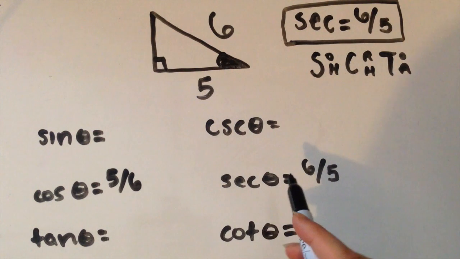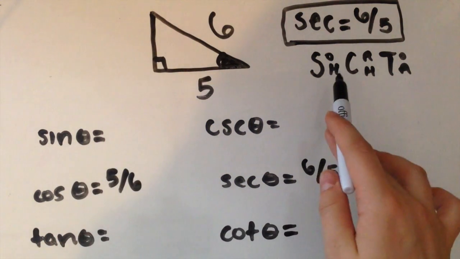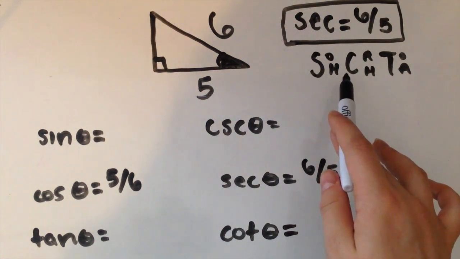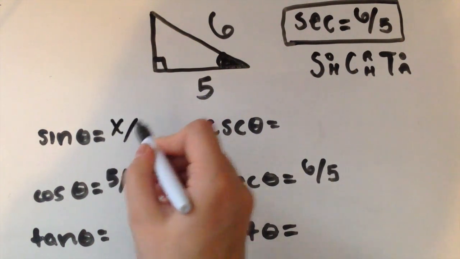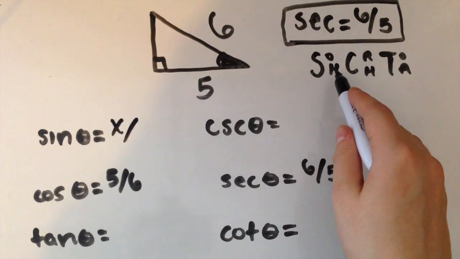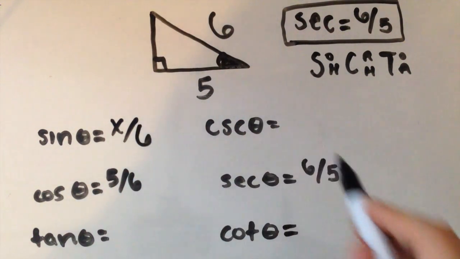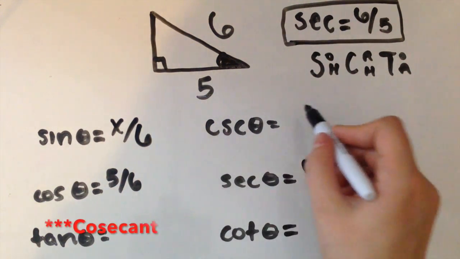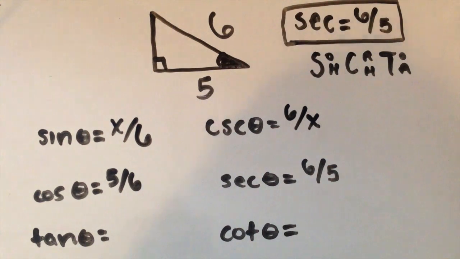Let's see if we can fill in anything else. Let's go to sine. We know that sine is opposite over hypotenuse. Let's see if we have any of that. Do we have the opposite? No. So let's make an x for now. Do we have the hypotenuse? Yes. The hypotenuse is 6, which means that the denominator has to be 6. And when you go and do the reciprocal, which is secant, we know that right now, this is what we have. Let's do the same thing with tangent.